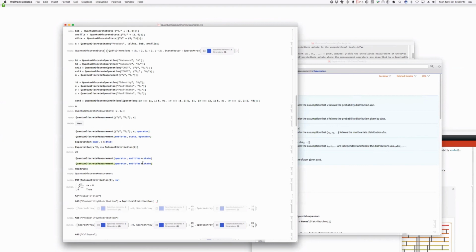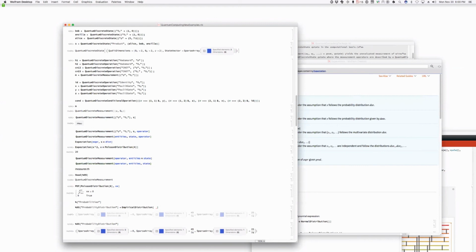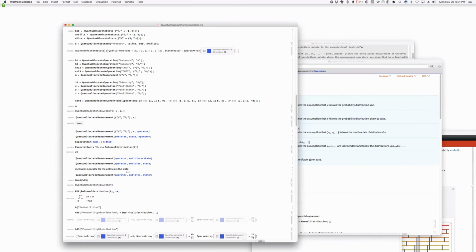okay, so let's write the description. Measures operator for the entities in the state. Is that the right way to say it? Yeah. And then we can have an elided form of this in which we drop the operator at the front, which assumes it's the identity operator. Yeah, that looks good to me.